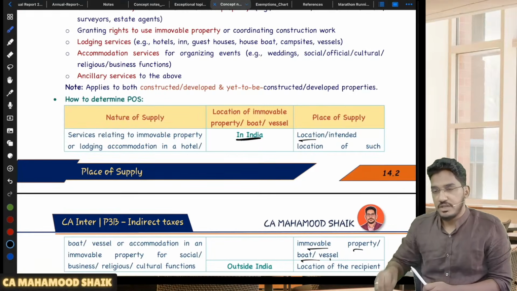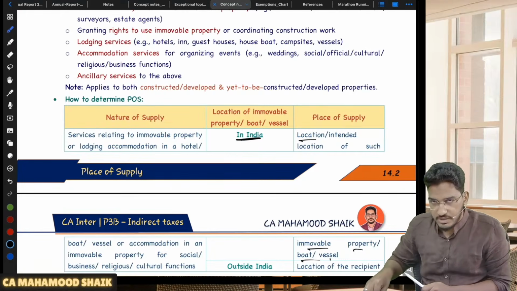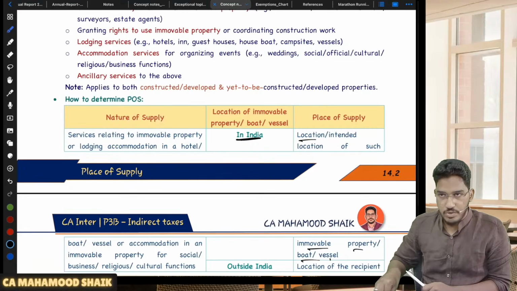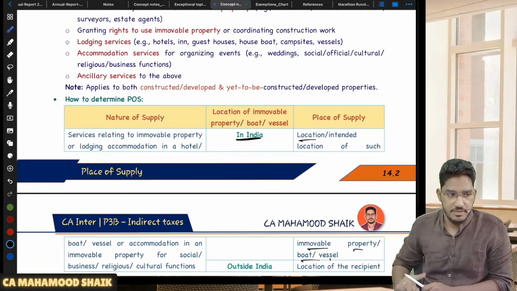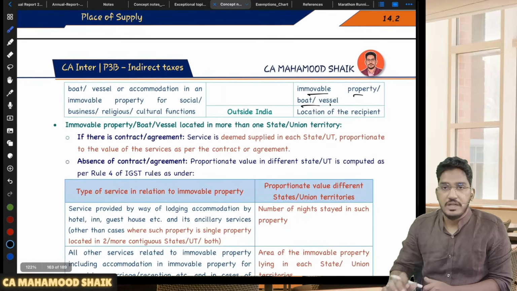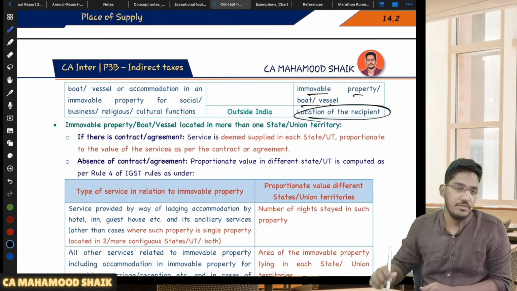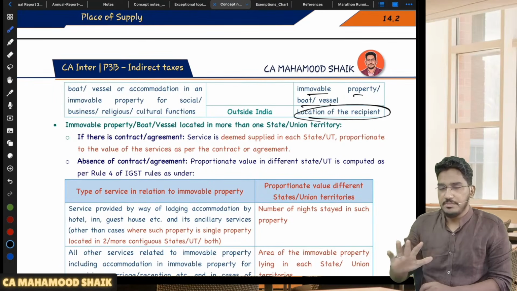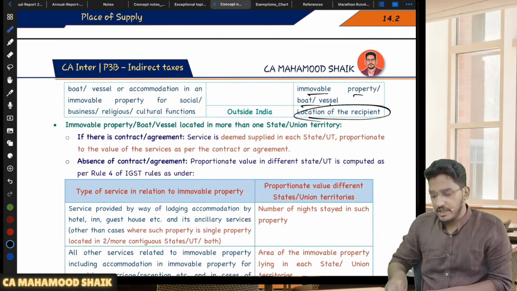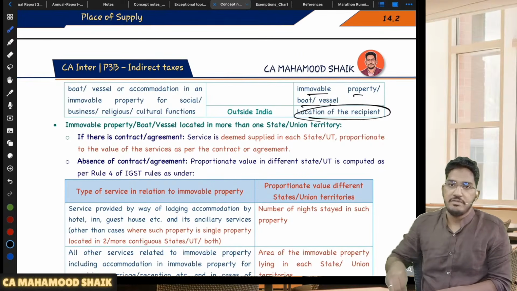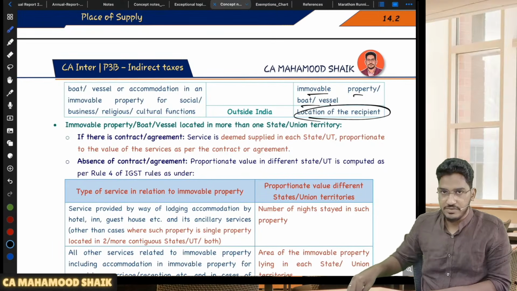If you are providing services in relation to immobile property, or lodging or accommodation services are getting provided in relation to an immobile property which is located within India, then the location of the immobile property will become the place of supply. However, if the immobile property is located outside of India, then the location of the recipient will become the place of supply. So very simple. If the immobile property is located in India, the location of the immobile property. If the immobile property is outside of India, then the location of the recipient will become the place of supply.